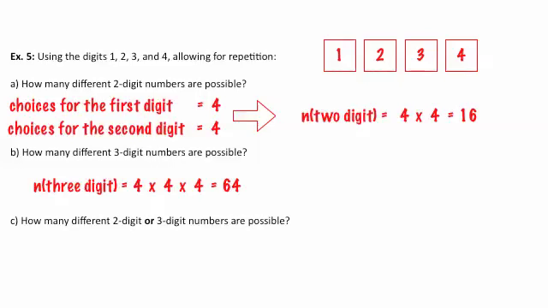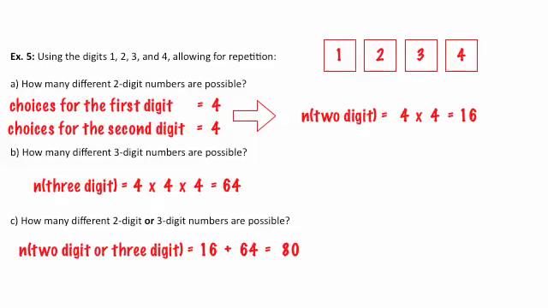So now, how many different 2-digit or 3-digit numbers are possible? Well, let's ask ourselves this question. Can a number be 2 digits and 3 digits at the same time? The answer is no, it can't be. A number either has 2 digits or it has 3 digits. It doesn't have some wacky combination of both. So these are mutually exclusive events, so we can simply add the results from A and B, and we get 80 2- or 3-digit numbers.